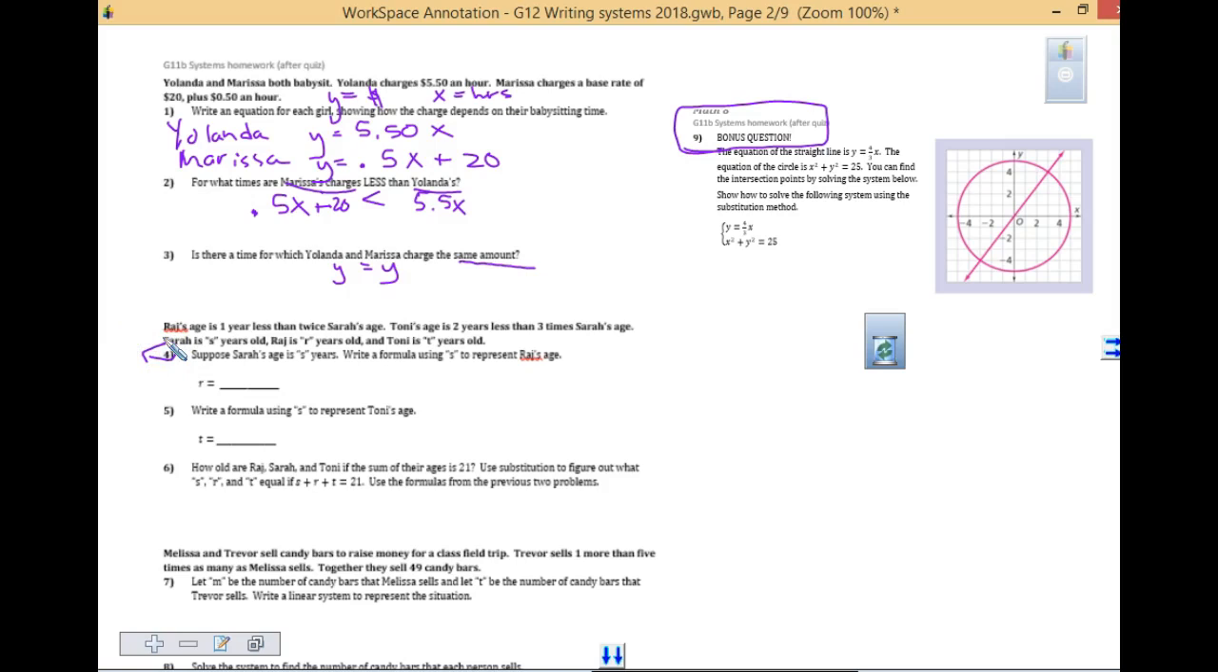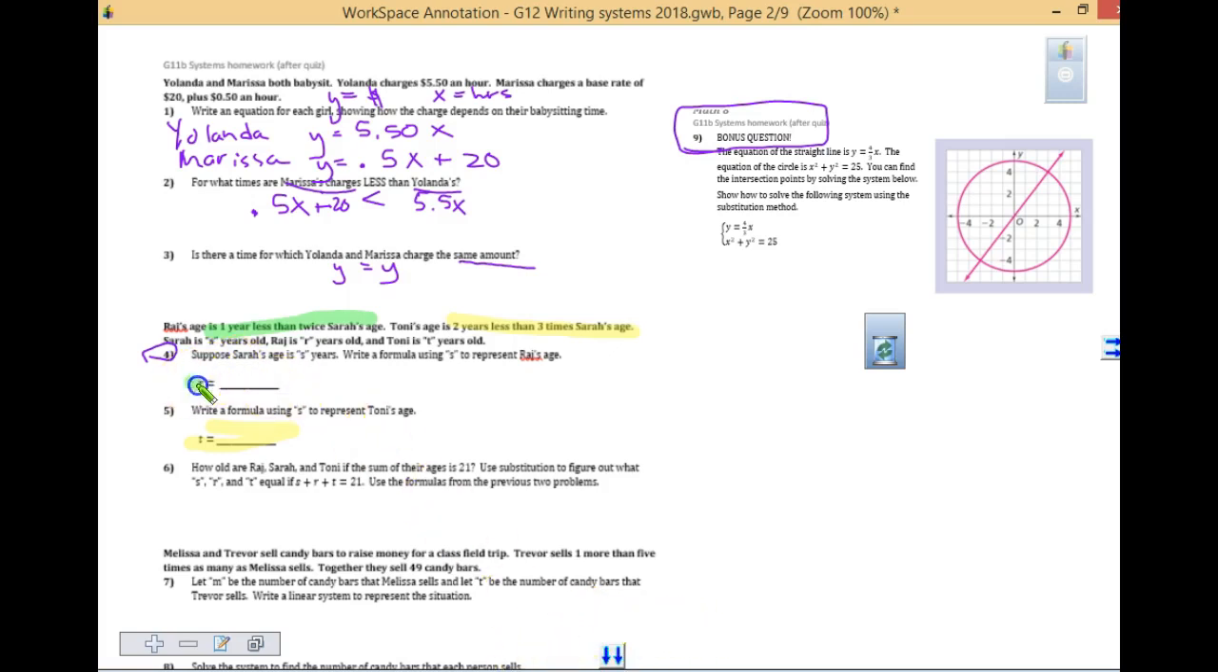When I take a look, as you read right before question 4, if you would please read that, Tanisha. Raj's age is 1 year less than twice Sarah's age. Tony's age is 2 years less than 3 times Sarah's age. Sarah is S years old, Raj is R years old and Tony is T years old. So what you're going to be asked to do is write an equation for each one.